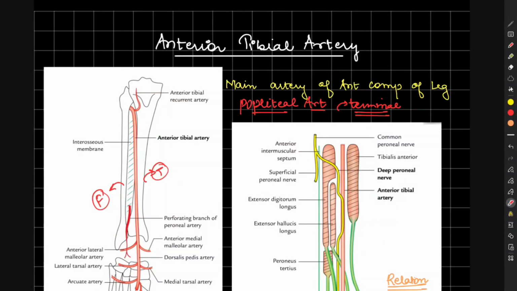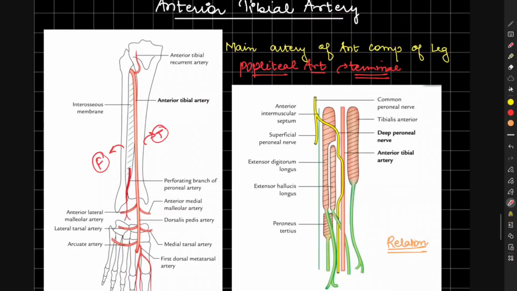Hello everyone, welcome back. Let's continue with our chapter, front of the leg. In the previous video, I completed the muscles and the extensor retinaculum. In this video, I'll be covering the anterior tibial artery and the deep peroneal nerve.